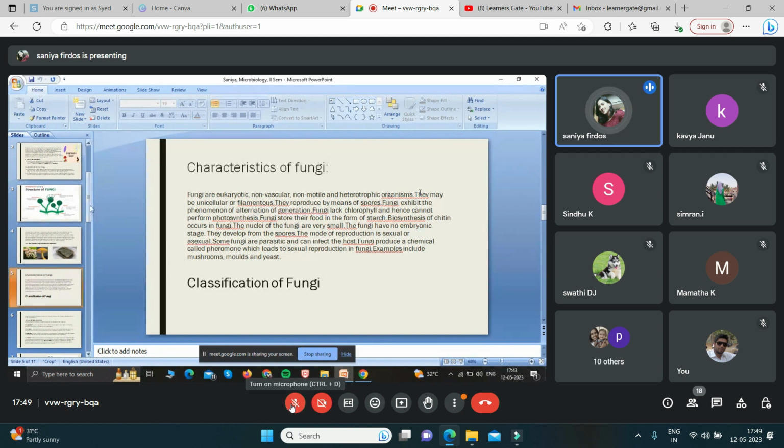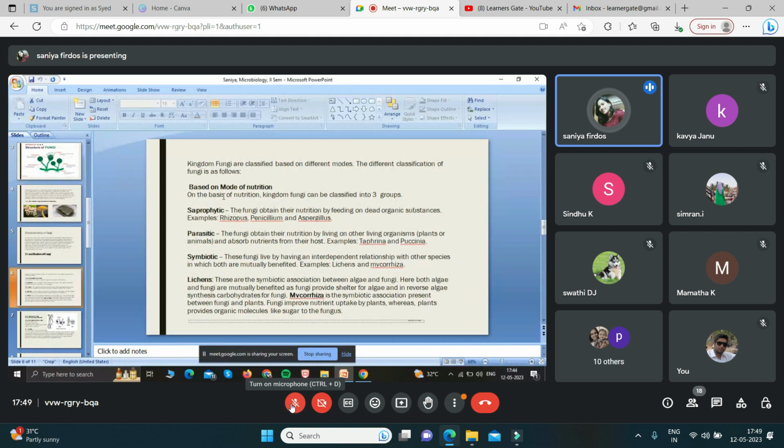So, if we talk about the classification of fungi, it's based on saprophytic, parasitic, symbiotic, or lichens. Most of the different modes there are on the basis of nutrition. If we talk about the saprophytic fungi, they obtain their nutrition by feeding on the dead organic substances. So something which is rotten, spoiled, or is actually decaying.